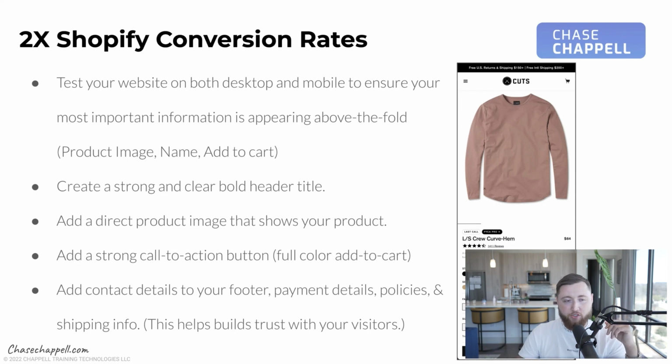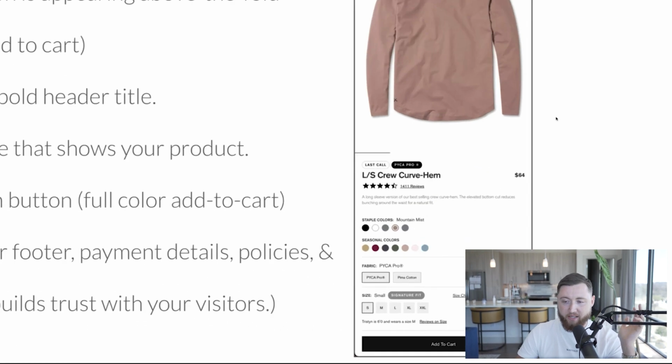And then the main thing is you're going to need to create a strong and clear, bold header title. That is having a strong, clear header here with your product name. Sometimes people make really thin text for their product titles and it's really hard to read. You want to make sure it's very clear and bold so that people can read immediately and know what it is that you're selling.